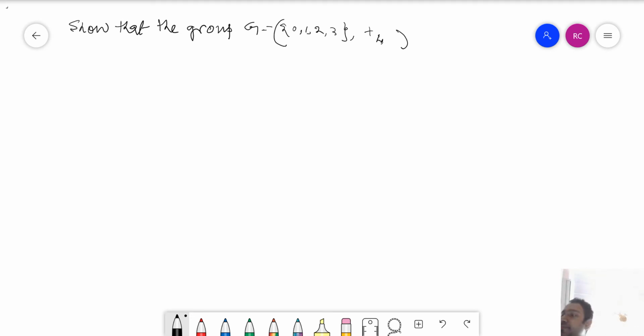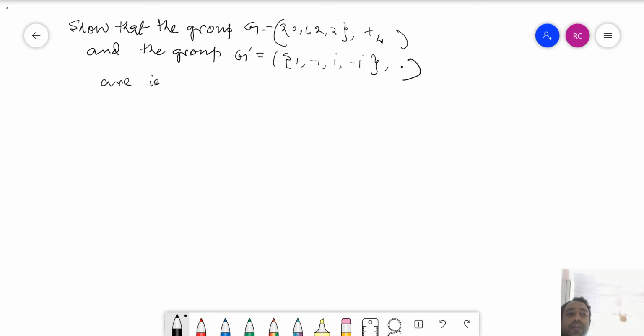This group and the group G prime, which is equal to {1, minus 1, imaginary i, and minus i}, and the binary operation dot, which is a multiplication. These two are isomorphic.